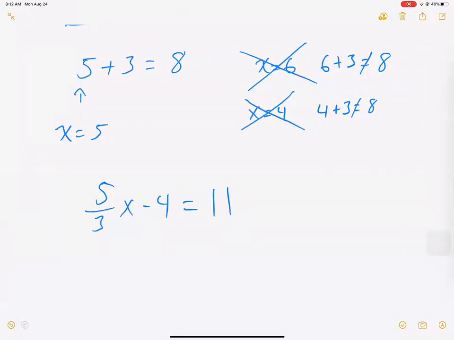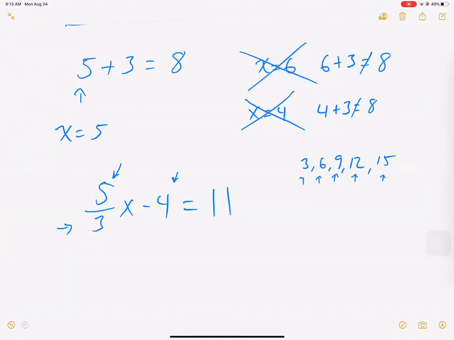A couple of tricks some of you guys might have figured out. Maybe I could find a number that's first divisible by 3. Numbers that are divisible by 3 are 3, 6, 9, 12, 15. Okay. And then from here, if I divide these by 3, then multiply that number by 5, and then subtract 4. Which of these options, if I tried guessing, could I first divide by 3, then multiply by 5, and then subtract 4, and I would get 11?